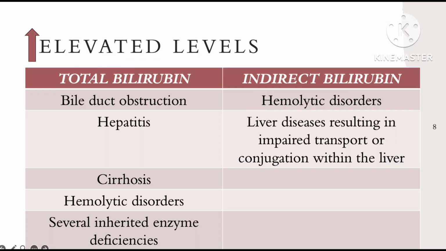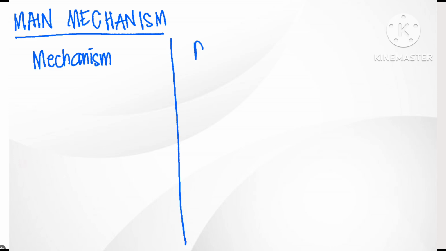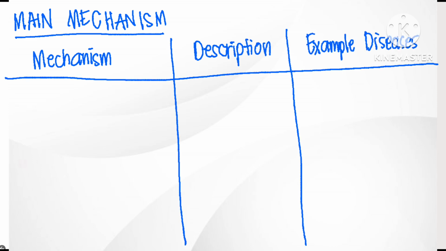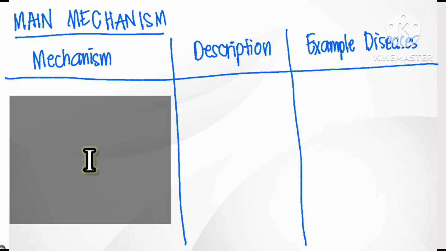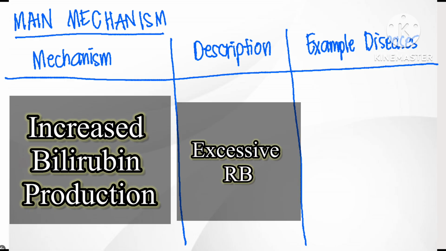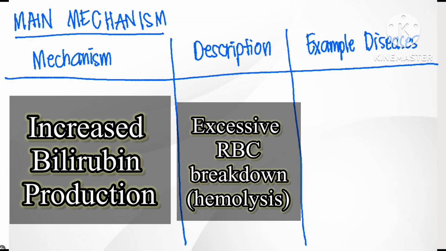Let's now proceed to the different diseases associated with elevated levels of total bilirubin and indirect bilirubin. Let's understand further the main mechanisms as to why these diseases would happen and which mechanism they belong to. Number one would be increased bilirubin production. This means that there is too much bilirubin from excessive RBC breakdown or from hemolysis.